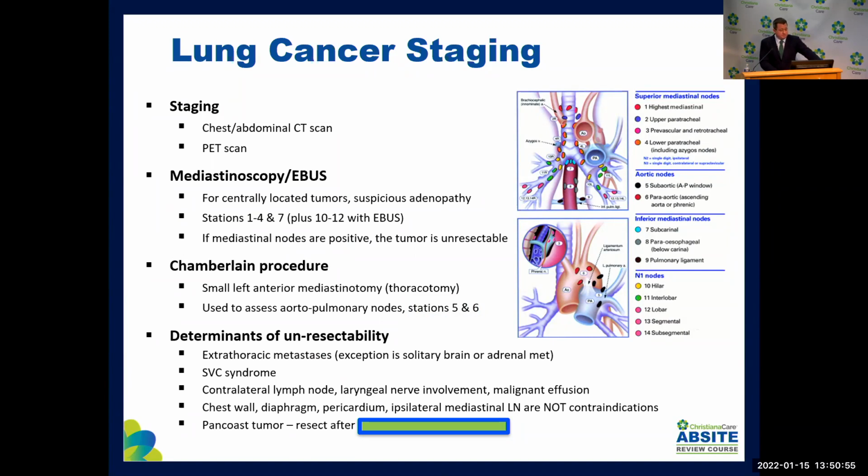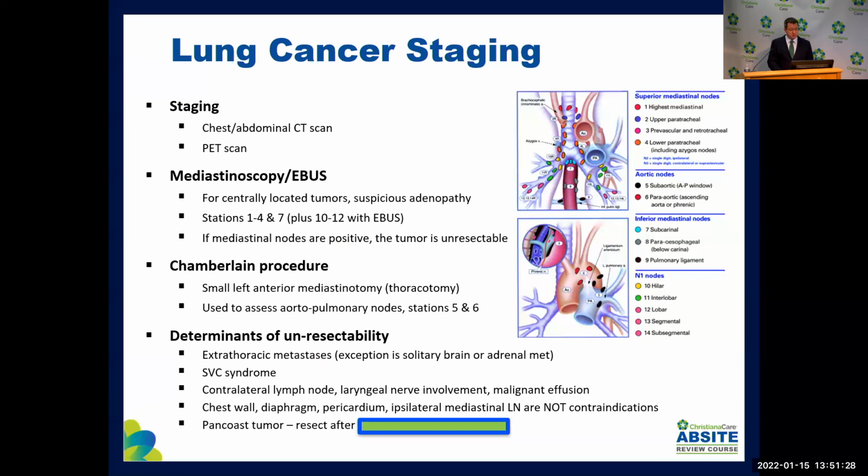What makes it unresectable? Extrathoracic metastases, SVC syndrome, if you have a contralateral lymph node, laryngeal nerve involvement, or a malignant effusion. Things that are not contraindications are actually involvement of the chest wall, because you can resect that. Diaphragm, I say in the book, I find that one questionable, and pericardium as well. You can resect portions of the diaphragm, put it back together, and you can take out the pericardium as well. Ipsilateral mediastinal lymph nodes are not contraindications, as you can dissect and resect these during your primary lung resection.